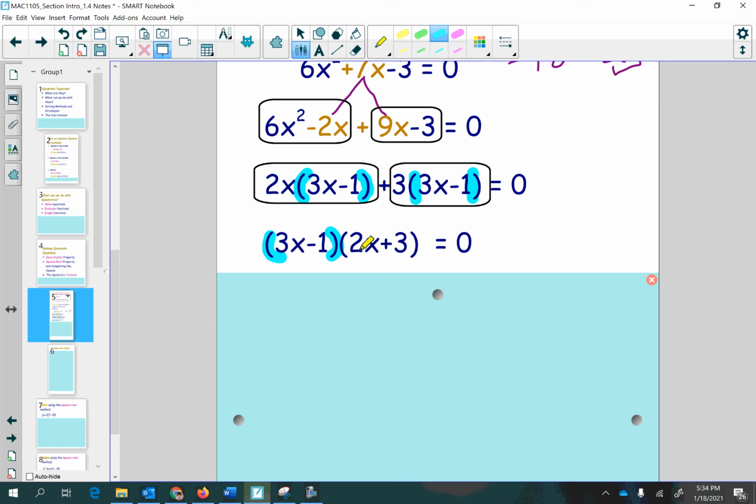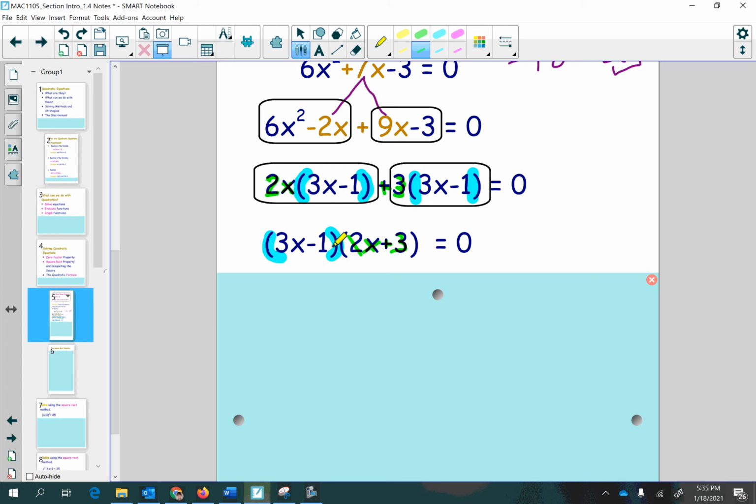and we've taken that out as the common factor, leaving in its place the 2x here is now part of a second set of parentheses, and the 3 here, positive 3. Okay, so now I've got my polynomial factored. My quadratic, the left side of my quadratic equation is factored.